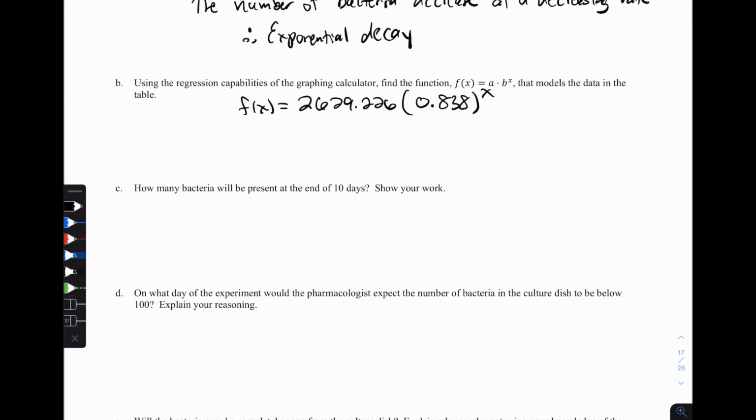How many bacteria will be present at the end of 10 days? Show your work. So this is f of 10. This is all the work we have to show for this. We're putting that into this function. And we will find that that is about 449.023. Word problem, want a sentence answer. After 10 days, about 449 bacteria will be in the culture.